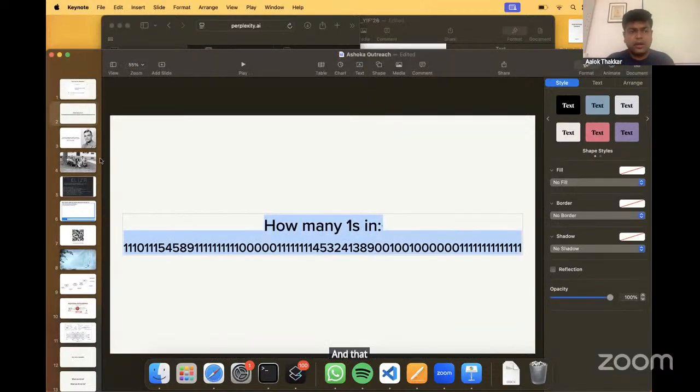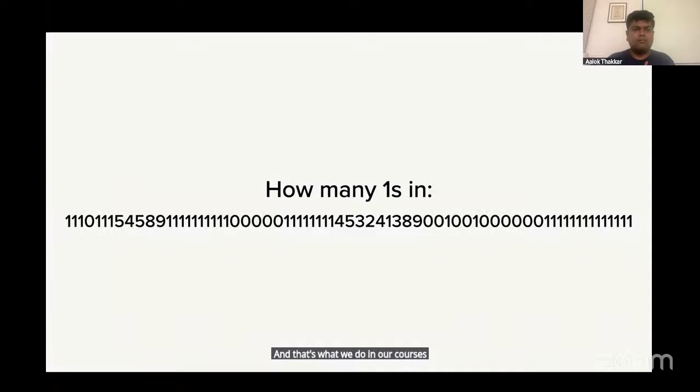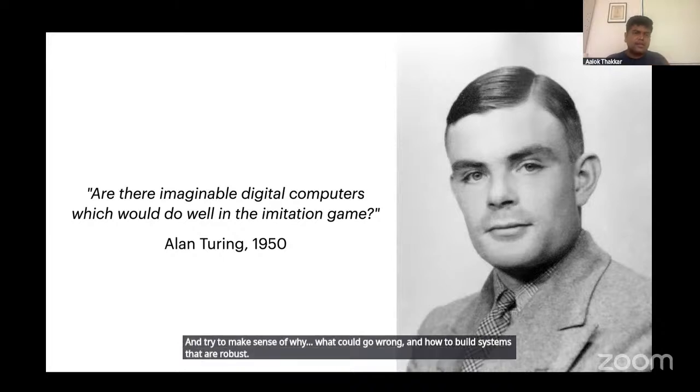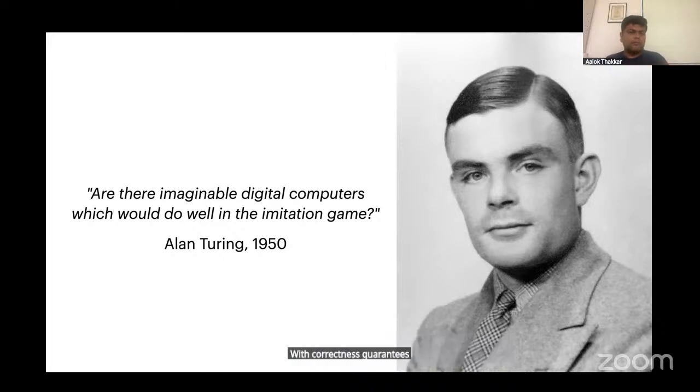And that's what we do in our courses. See for ourselves the problems that exist and try to make sense of what could go wrong, and how to build systems that are robust with correctness guarantees that don't go wrong.